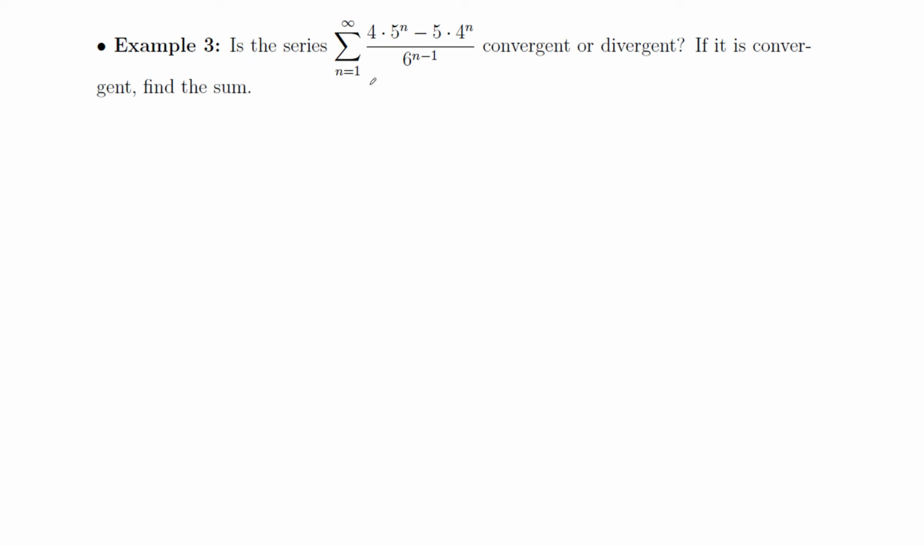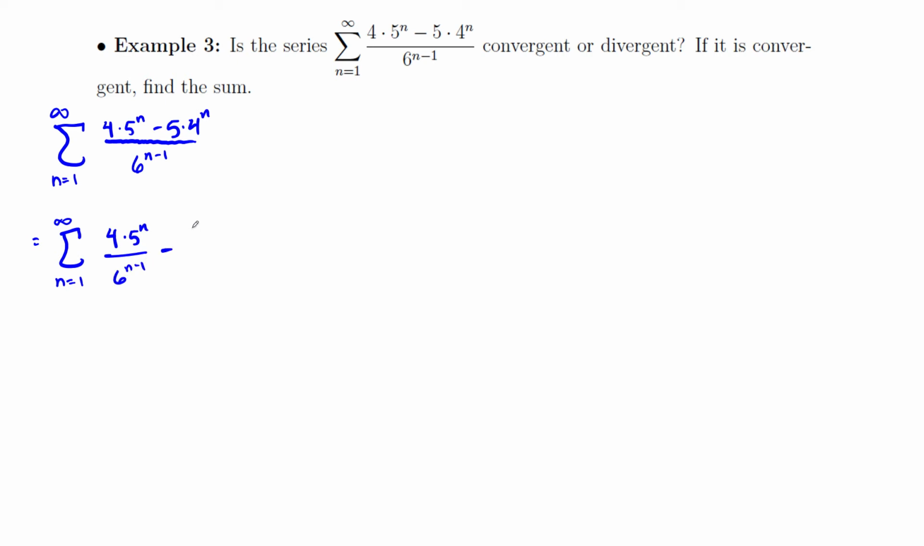All right, so we want to ask the question, is this series convergent or divergent? And if it's convergent, let's find the sum. All right, so knowing that I can separate a complicated formula into two series when I have subtraction or addition, what I'm going to start by doing is just taking this thing and breaking it up as two separate fractions. So 4 times 5 to the n over 6 to the n minus 1, minus 5 times 4 to the n over 6 to the n minus 1, right?